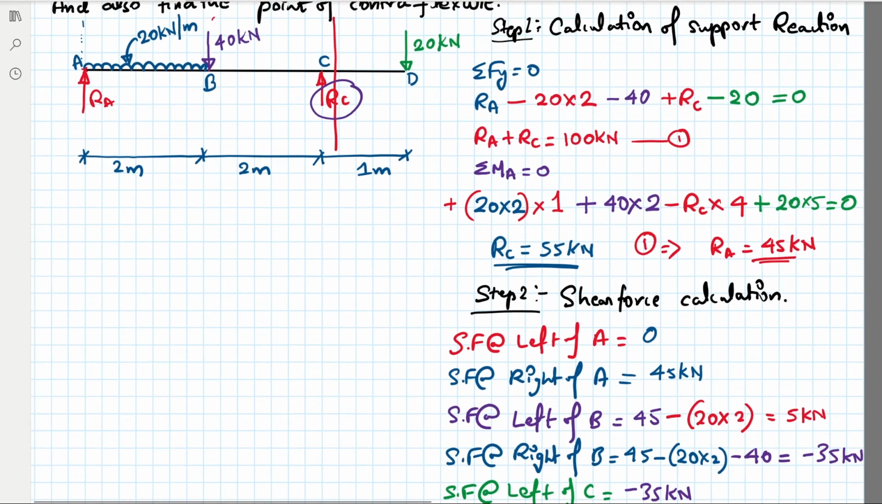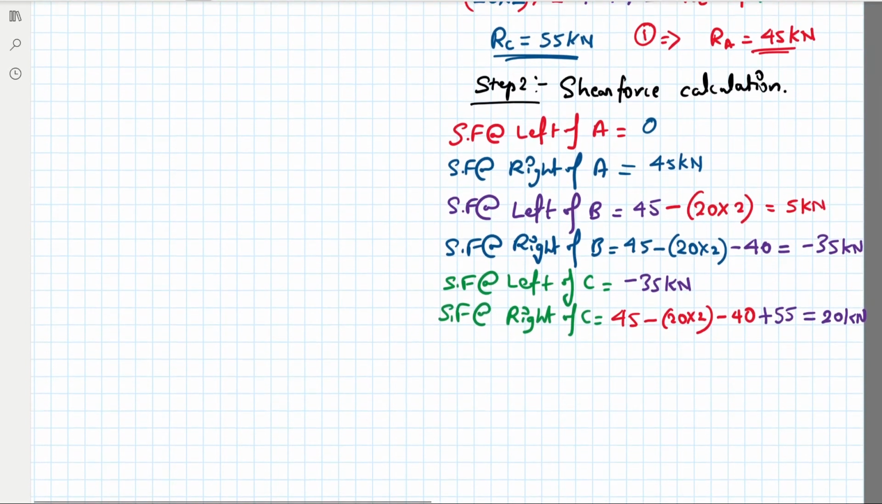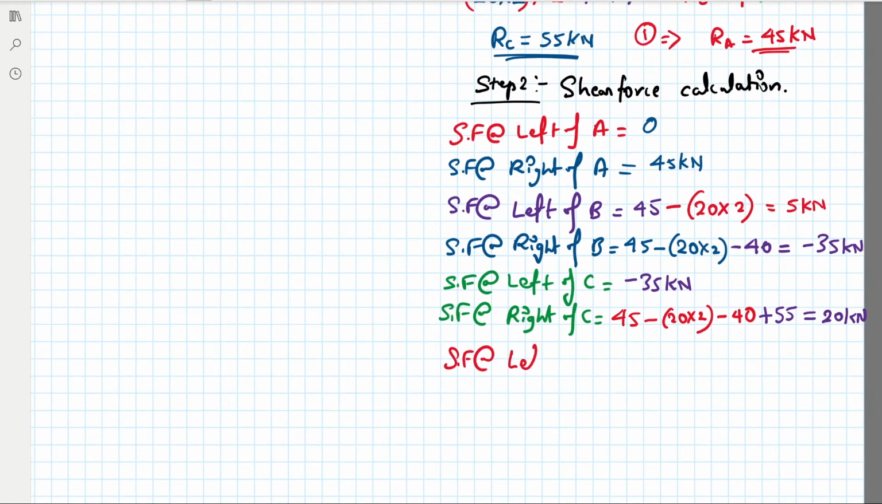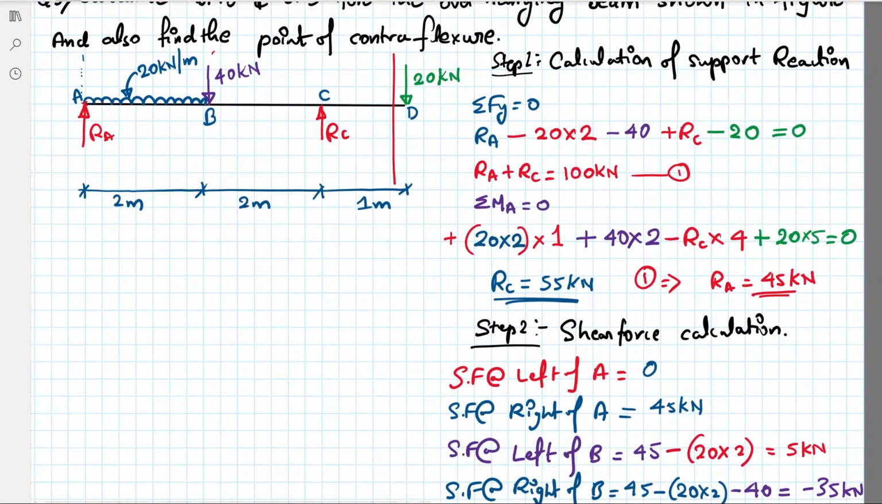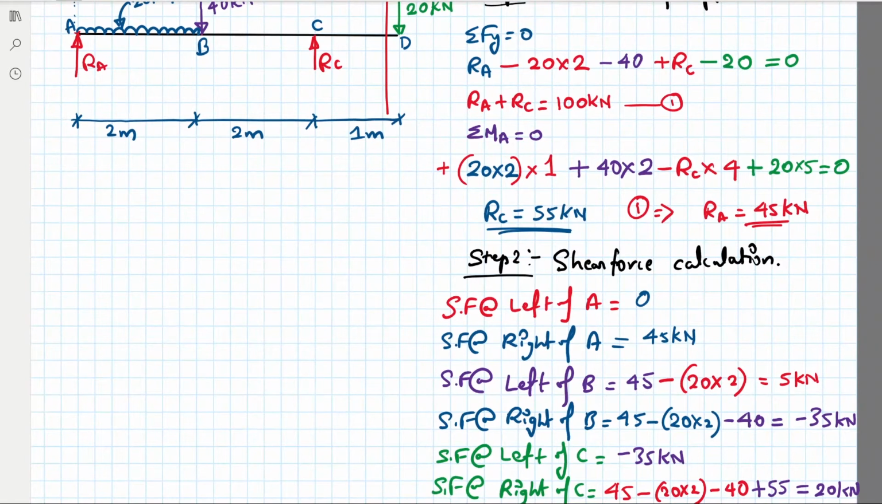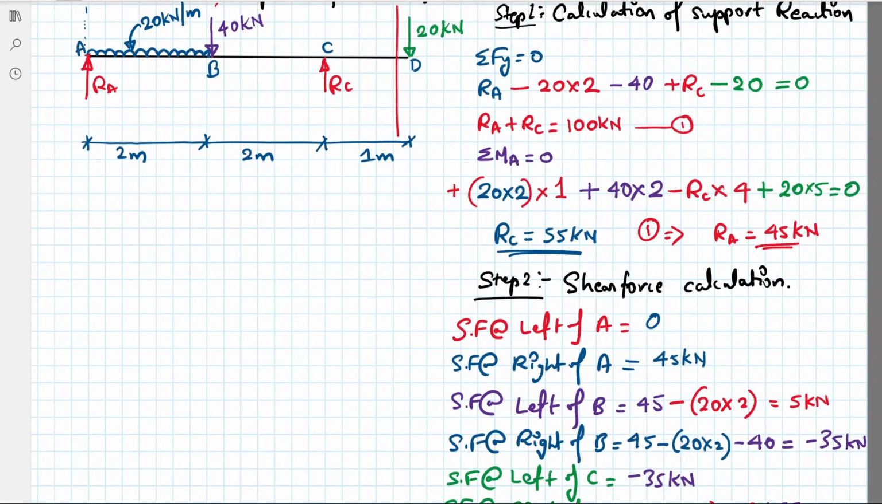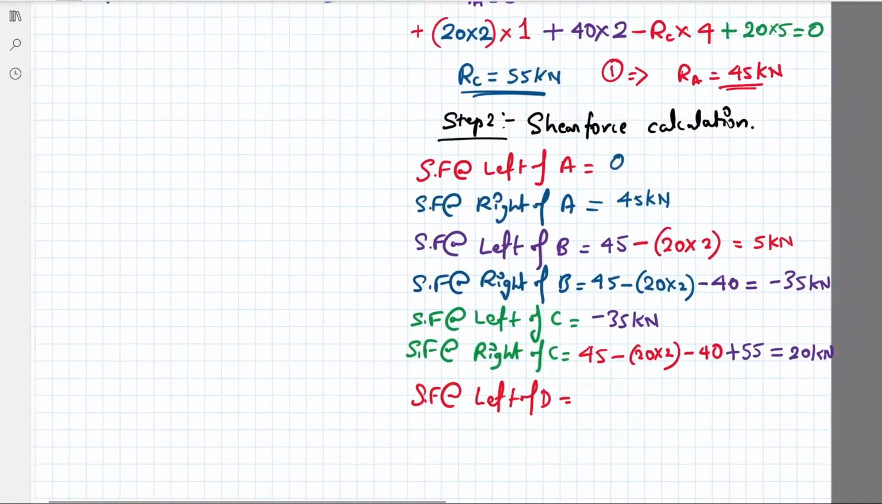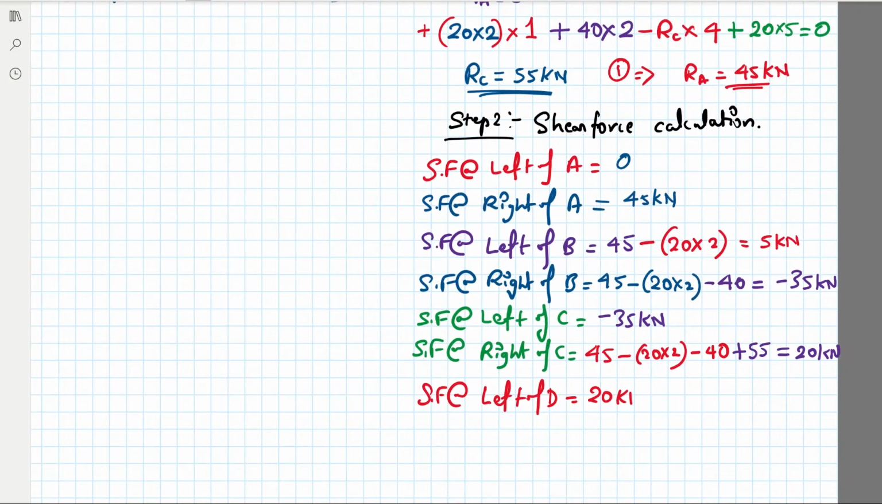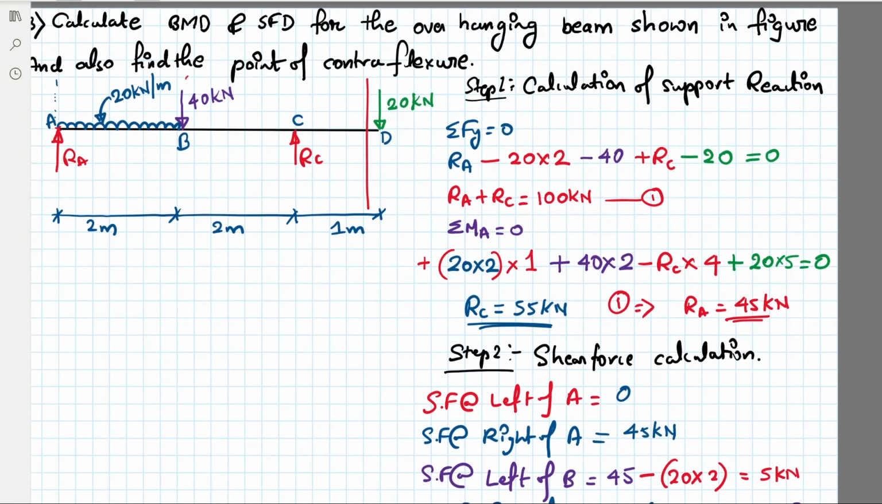So I will shift that section to the left of D. Shear force at left of D: again there are no forces in between C and D, so up to the left of D no forces are acting. Directly I can take 20 kilonewton. If you want to do the calculation, RA acting upward, minus 20 into 2 minus 40 plus RC, we will get 20 kilonewton.